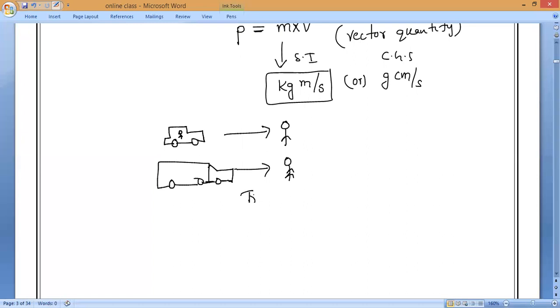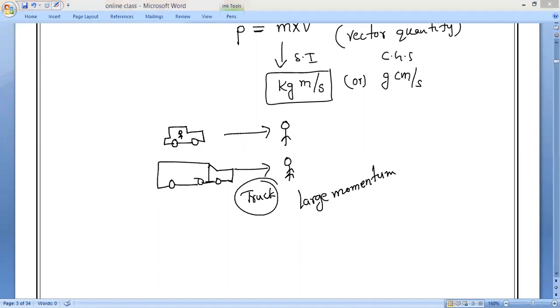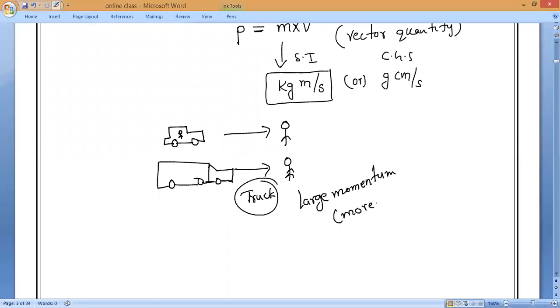Yes, in the truck case. Why is he injured more in the truck case? Because of large momentum or small momentum? Large momentum. So large momentum is exerted. Why is large momentum exerted? Because of more mass. Because of its greater mass, large momentum is exerted, so the person will be injured more. Is it yes or no? The injury will be high.